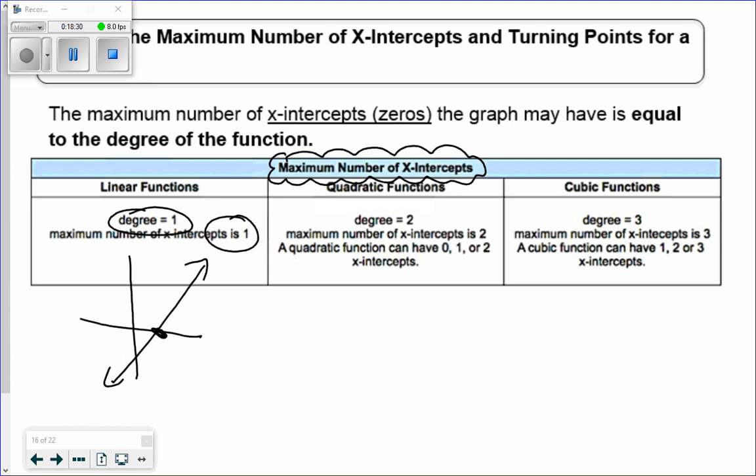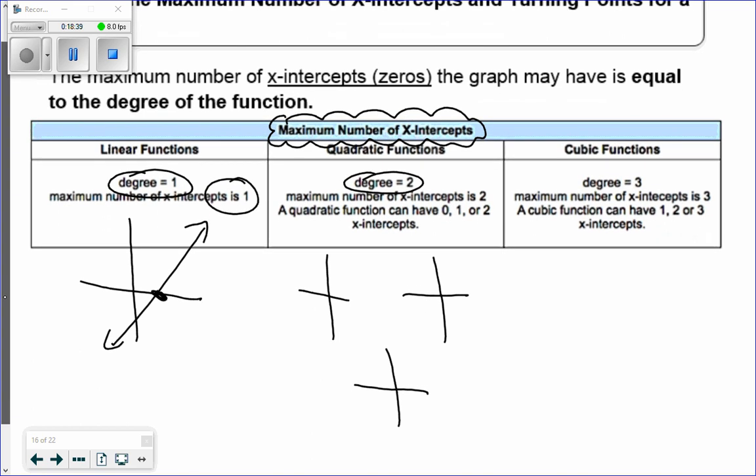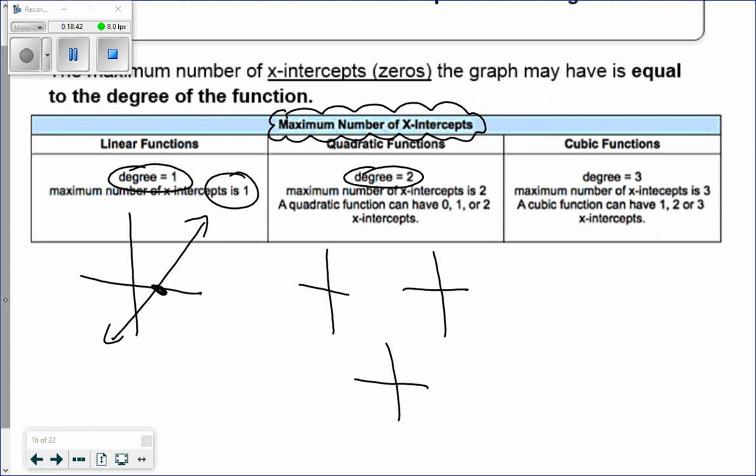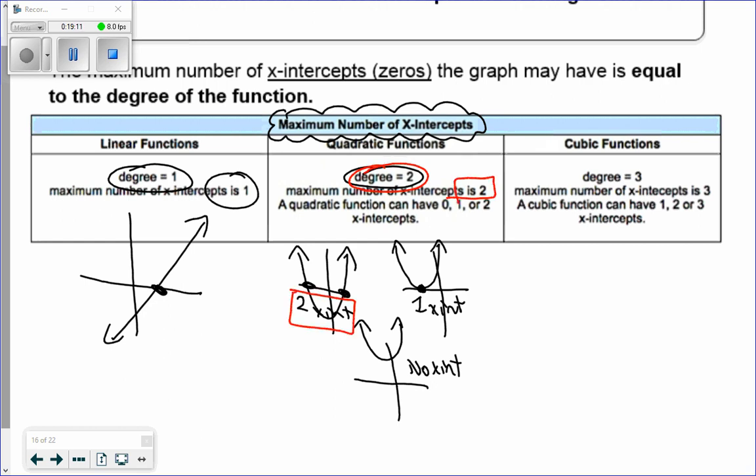Quadratics have a degree of 2. Now, from what we did yesterday, there's 3 possibilities when you draw a quadratic. You could draw this. This one has 2 x-intercepts. You could have this. This one has 1 x-intercept. Or you could draw this. This one has no x-intercepts. So the degree is 2. The maximum number is 2.